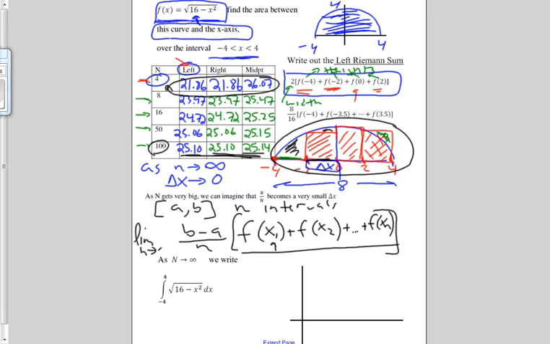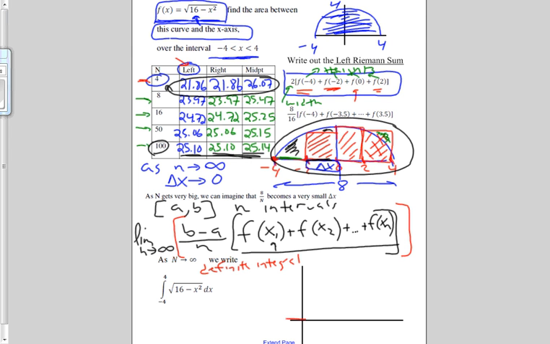And what we can say is as n gets infinitely huge, so the limit as n approaches infinity of this Riemann sum, we can rewrite this as a definite integral. And the definite integral is very similar in what it's doing. It's just much more powerful. So what we're saying here is we're summing up.